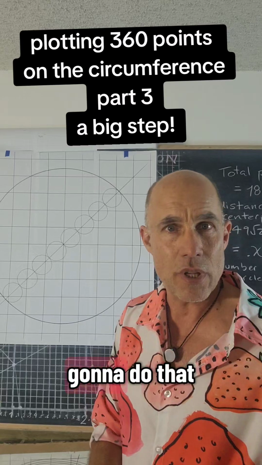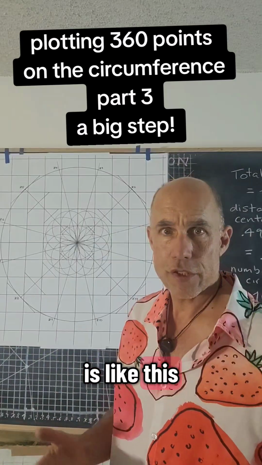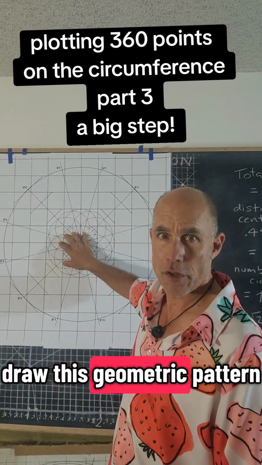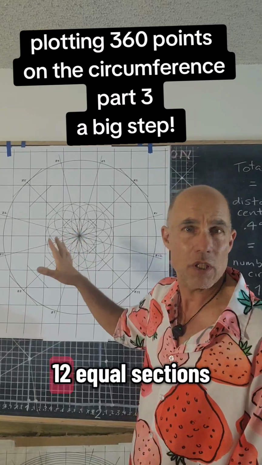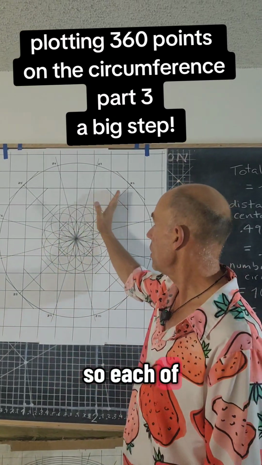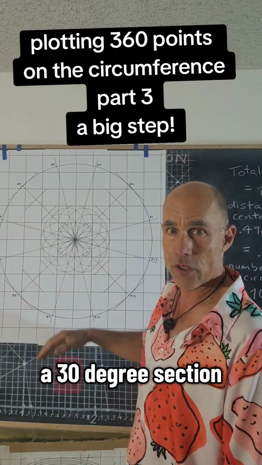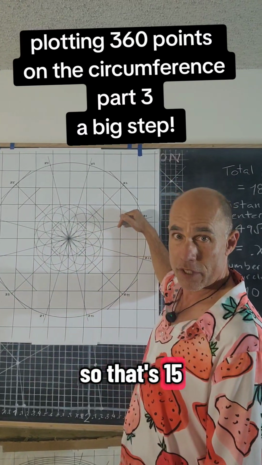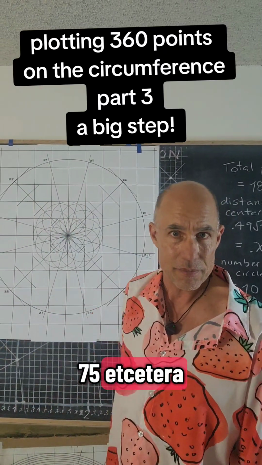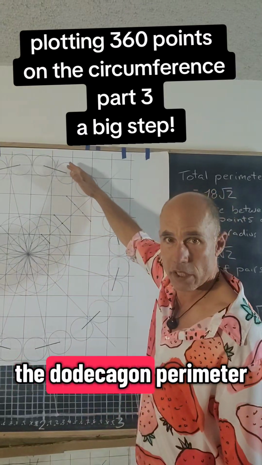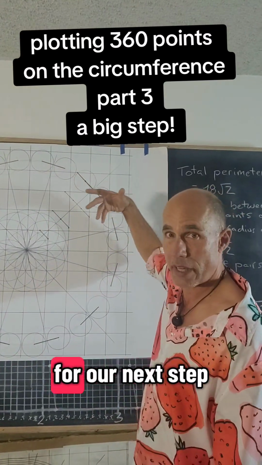Okay, so how we're going to do that is like this. First thing that we do is draw this geometric pattern, which divides the circle perfectly into 12 equal sections. So each of these sections is a 30-degree section. So that's 15 degrees, then 45, 75, etc. Now we're using the dodecagon perimeter as a reference for our next step.